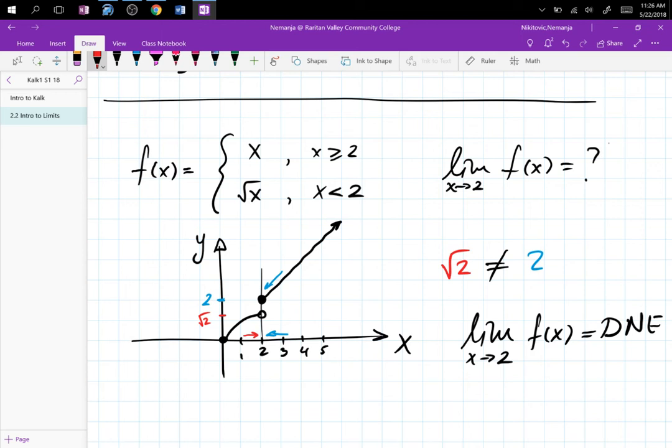So that's that. I hope you're not disappointed. That's the lecture on Introduction to Limits. So we'll restart for 2.3 after the short break.